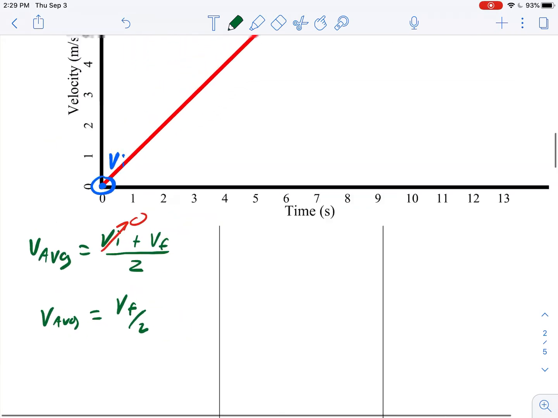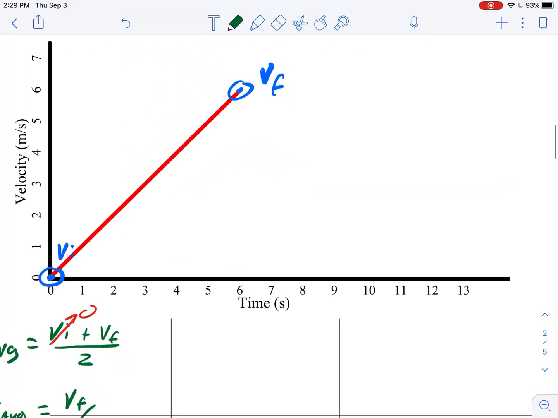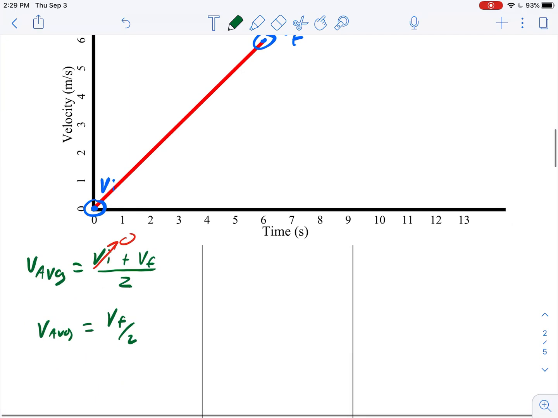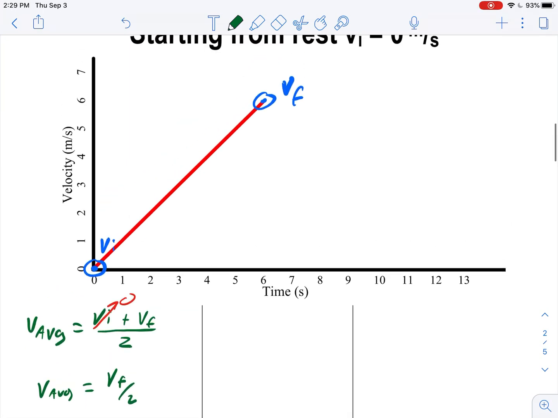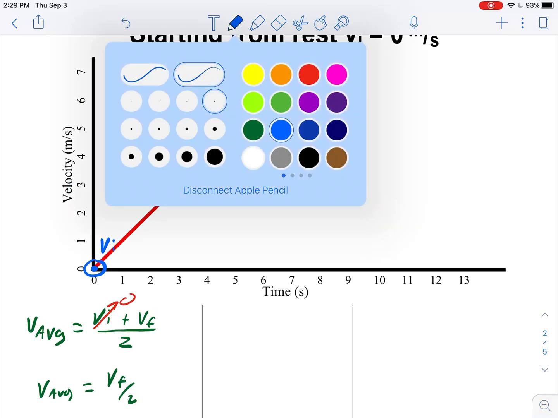If I zoom out to the graph, the value of the velocity at this VF is 6 meters per second. This little equation, VF over 2 is equal to V average, tells me that if my final velocity has a value of 6, then my average velocity is half of that, so 6 divided by 2 is 3. If we think about where that appears on the graph, look at this, it's right here, right smack dab in the middle.